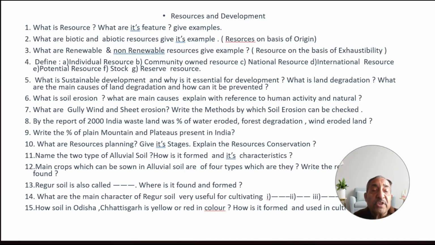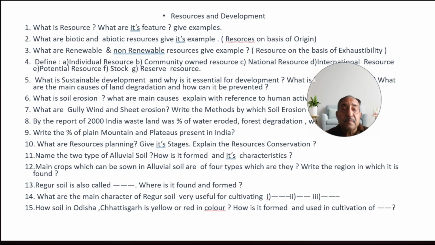Next, what is resource planning? Give its stages, explain the resource conservation. Name the two types of alluvial soil, how is it formed and its characteristics. Main crops which can be sown in the alluvial soil are of four types. Which are they? Write the region in which it is found.